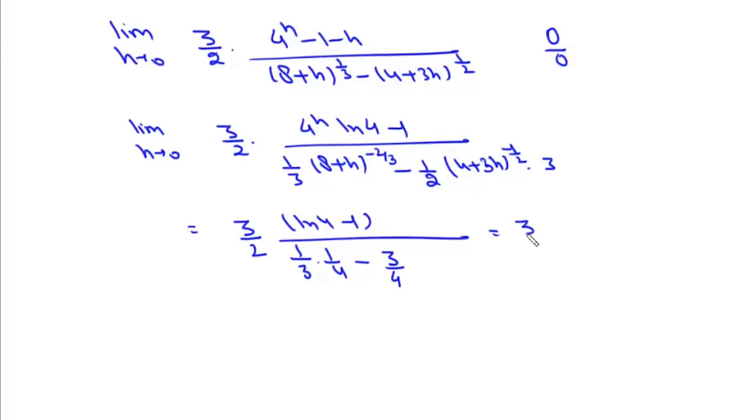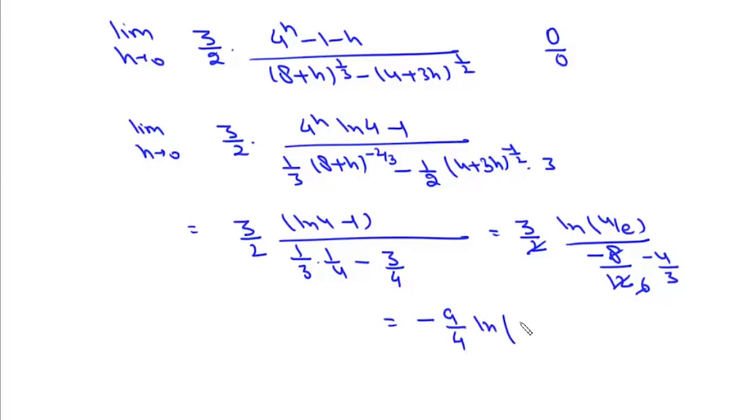Now we can write this as 3/2 log(4/e), and here if we take LCM, it will be minus 8/12. Now this is 6, and this is minus 4/3. So this value will be minus 9/4 log(4/e), and that is the answer to this limit.